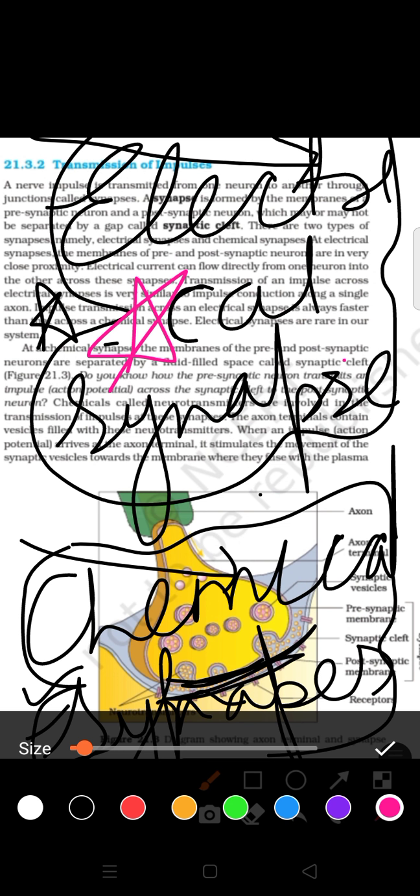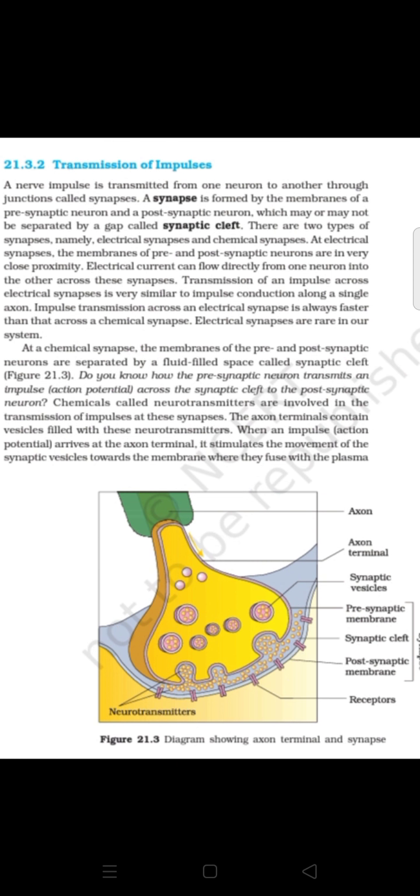And the process of chemical synapse I already explained to you. If you feel any difficulty related with this, you can send me a question. In our next class tomorrow I will teach you about the human brain.